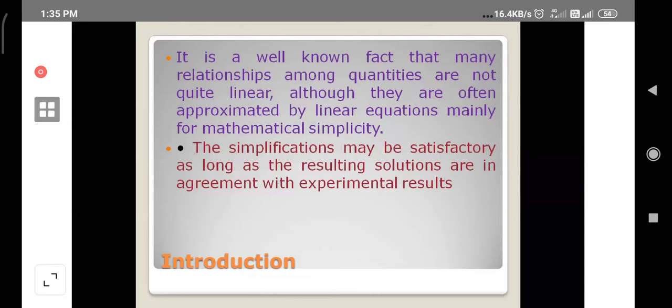It's a well-known fact that many relationships among quantities are not linear, although they are often approximated by linear equations, mainly for mathematical simplicity. These simplifications may be satisfactory as long as the resulting solutions are in agreement with the experimental results. If the resulting solutions and the experimental results match each other, then we may say that the simplification is satisfactory. But if they do not match, we will not say the mathematical simplification is okay. So that is an introduction.